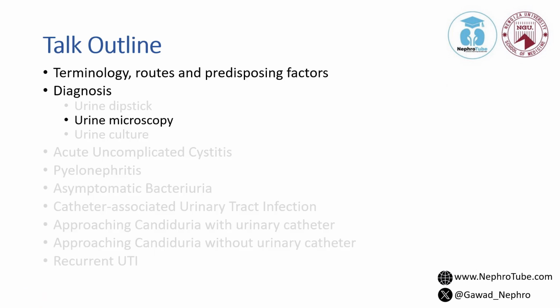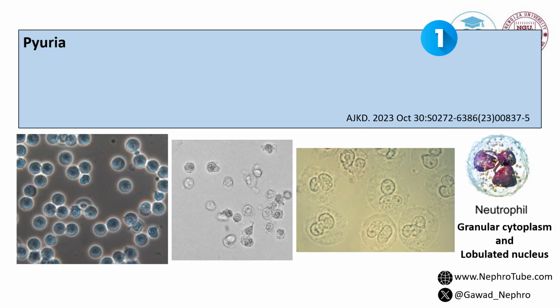The second item in the diagnosis of urinary tract infection is urine microscopy. What are the positive findings that we can find in urine microscopy indicating that there is urinary tract infection? I will comment on three findings in the urine microscopy. The first finding is pyuria. You can find neutrophils, with their granular cytoplasm and lobulated nucleus, as you can see in these images.